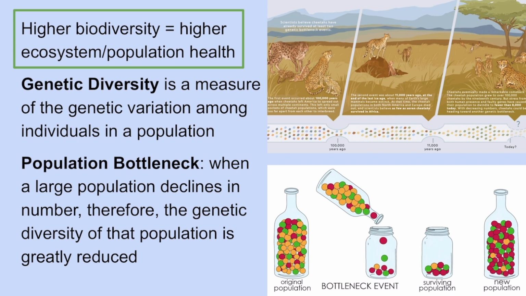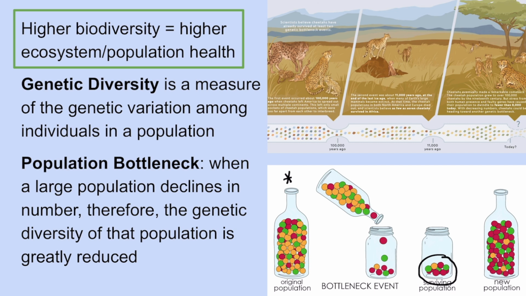This is called a population bottleneck, and it's shown by this picture on the right, where we have our original population here. A bottleneck event occurs, which could be a drought where certain organisms die, a big fire, a flood, or an earthquake. That causes the population to be greatly reduced. The surviving population is going to have a different genetic makeup than the original population.